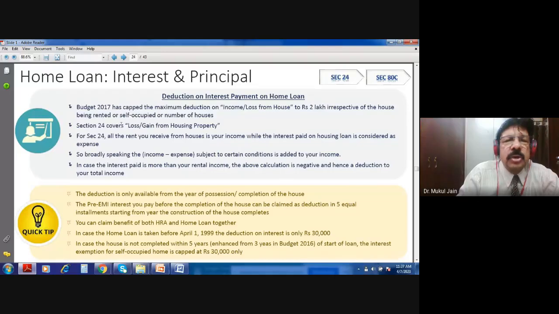So section 24 covers loss or gain from housing property. For section 24, all the rent you receive from houses is your income, while the interest paid on housing loan is considered as your expense. So broadly speaking, the income minus expense, subject to certain conditions, is added to your income. In case the interest paid is more than your rental income, the above calculation is negative and hence a deduction to your total income.